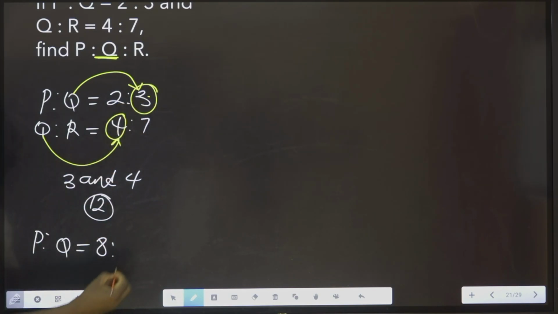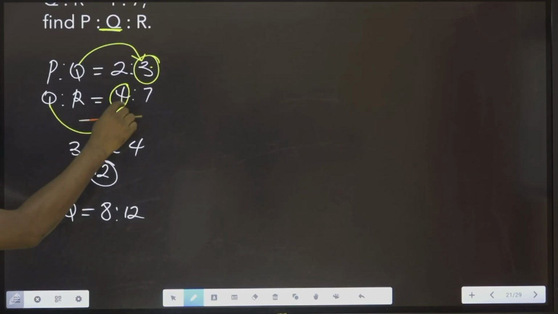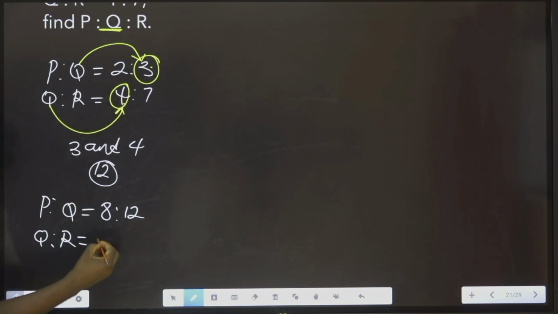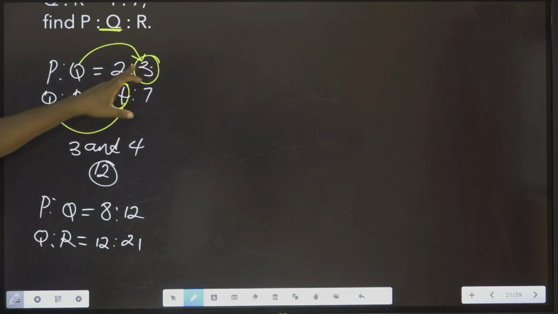4 multiplied by 3 is 12. To make this 12, we multiply by 3. That is 3 multiplied by 4, 12. Multiply by 7, that is 21. Now we have something that is common. 12 is here, 12 is here. Before we didn't have that, we had 4 and 3. We don't want that. Now that we have 12 and 12, we are good to go.